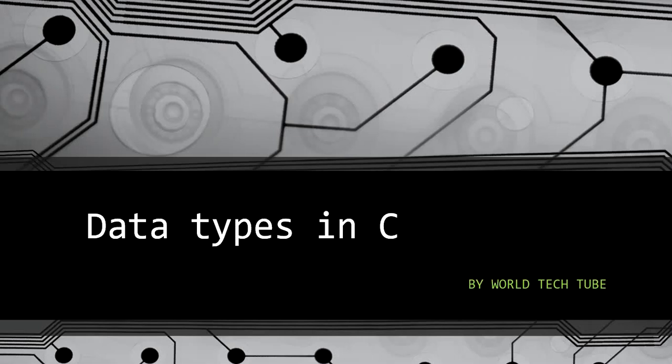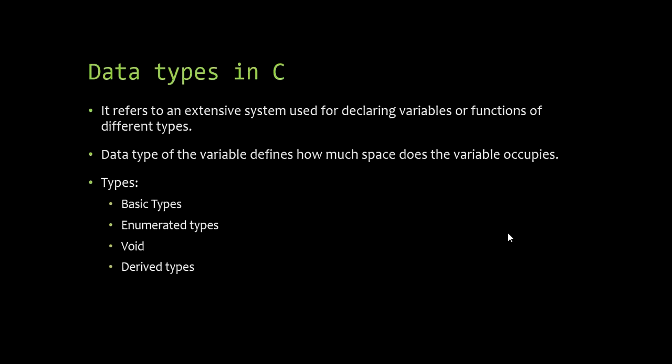In this video, we are going to learn about the data types in C. So what are the data types in C? It is generally used to declare variables or functions of different data types. The data type of the variable defines how much space the variable occupies, and it can be the basic types, enumerated types, void, or derived types. Let's see what all these data types are.